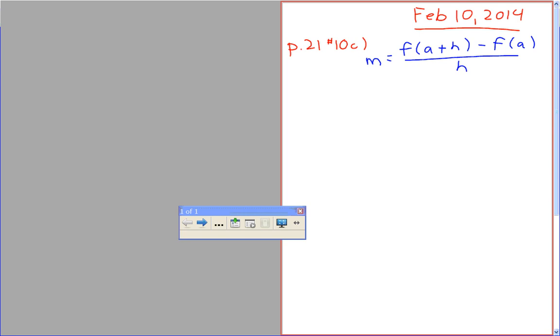Okay, so the question says you want to go from x equals -3 to x equals 2. Brianna, what is your a and what is your h going to be for this question then? Your h is 5, right, because you're starting at -3, you're adding 5 to get to +2.